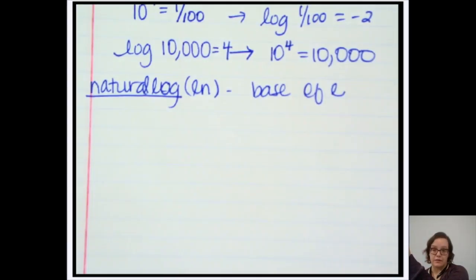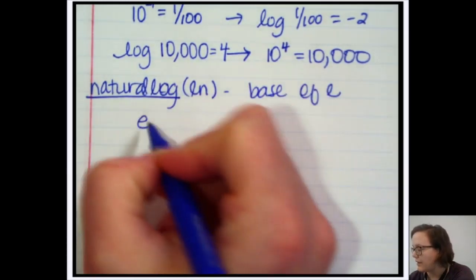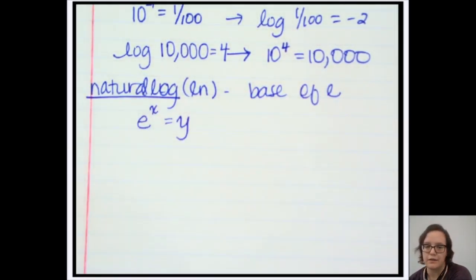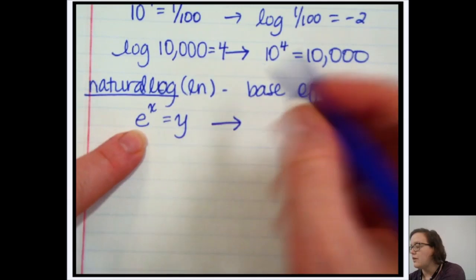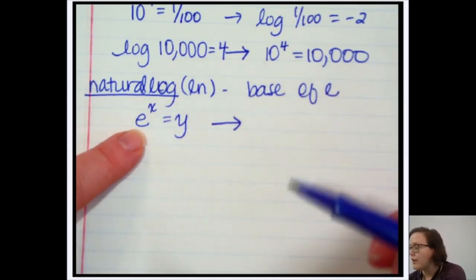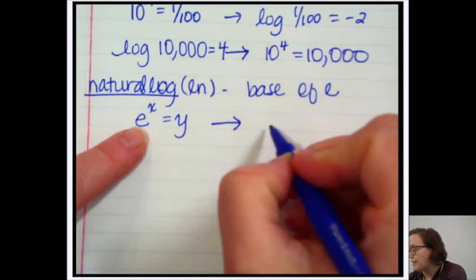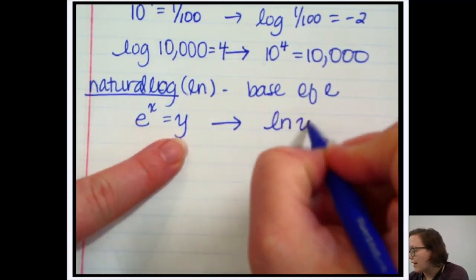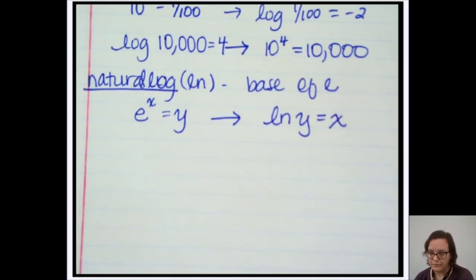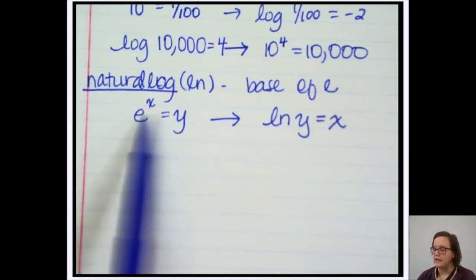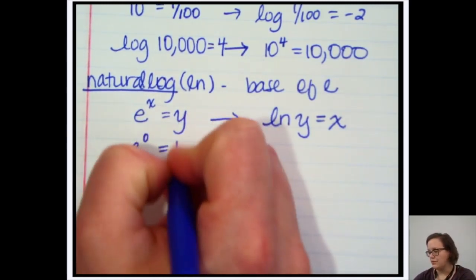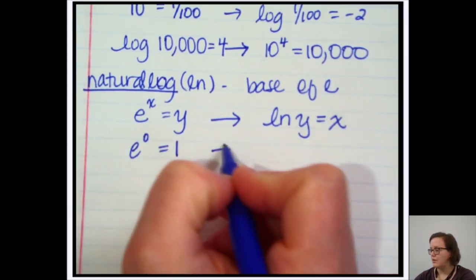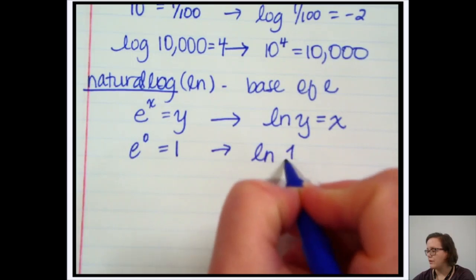So natural log is a base of e. Something like e to the x is equal to y. I know I don't have numbers in there, but you can still rewrite this. As soon as you see an e, what do we know it's referred to? It goes with the natural log. So natural log of y is equal to x. When we have a base of e, it goes with natural log, not log. Or e to the 0 is equal to 1. I'd have natural log of 1 is equal to 0.